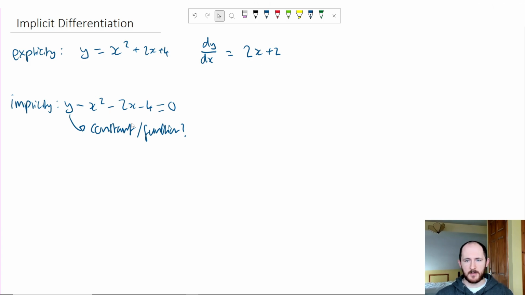Now if I differentiate both sides of this, let's have a look at what happens. The first thing I'm going to do is I'm going to differentiate everything that isn't y. So we get minus 2x minus 2 equals 0. And of course, if we move this over to the other side, we get 0 equals 2x plus 2, which is not correct. So how do we get the dy by dx?